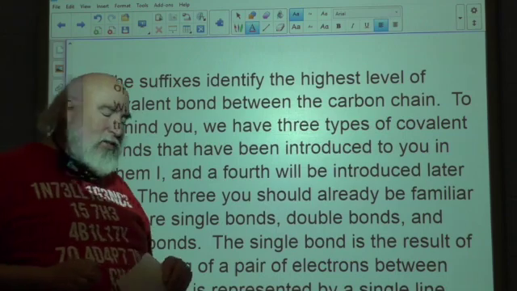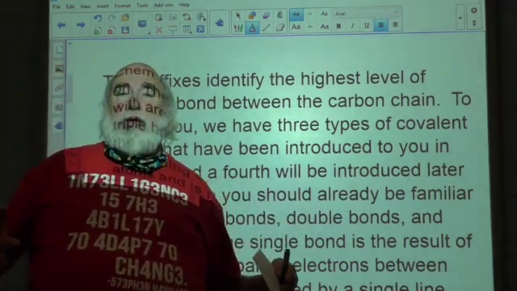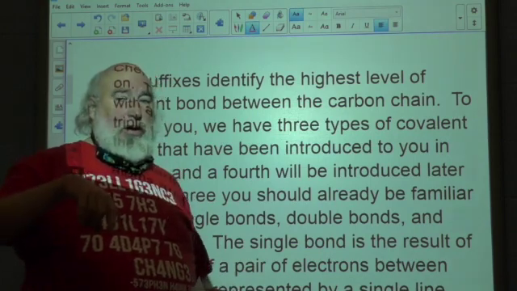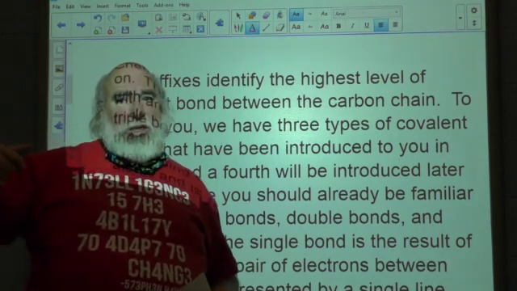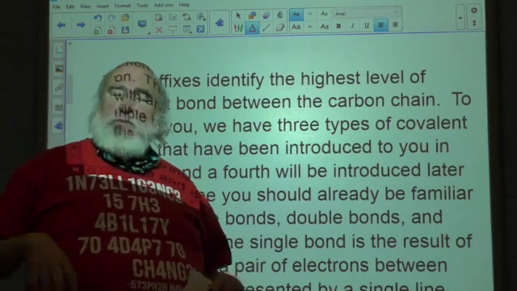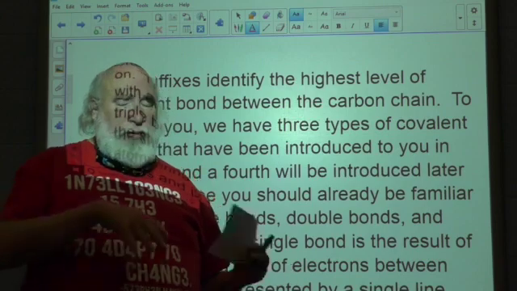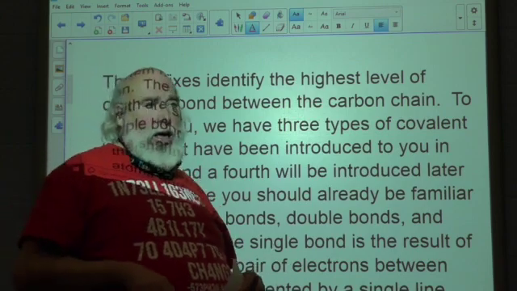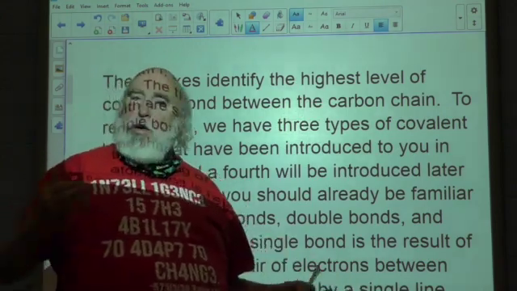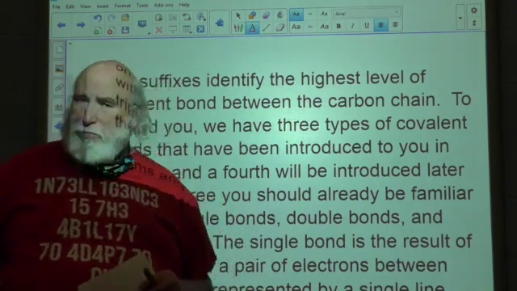What I mean by that is this. You're going to have a whole bunch of single bonds there. But if you have a double bond in there, then it changes the structure of the molecule at that point where the double bond is. You have a triple bond, same thing, another change different from the double bond. And as a result, the properties change as well. Therefore, they are classified as different types of hydrocarbons.